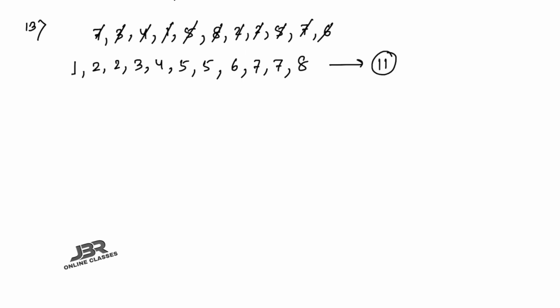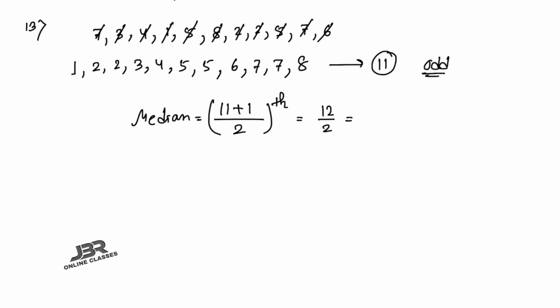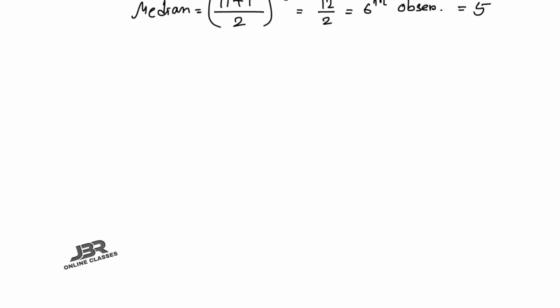Total 11 observations, that means an odd number. So for an odd number the formula is median equal to the (11 plus 1) by 2th observation. So that means 12 by 2, that means the 6th observation. Now you have to find the 6th observation, that is 1, 2, 3, 4, 5, 6. So the 6th observation is 5, so your answer is 5. It's very easy.